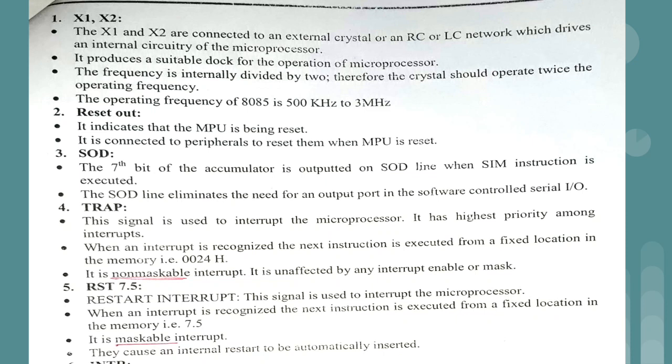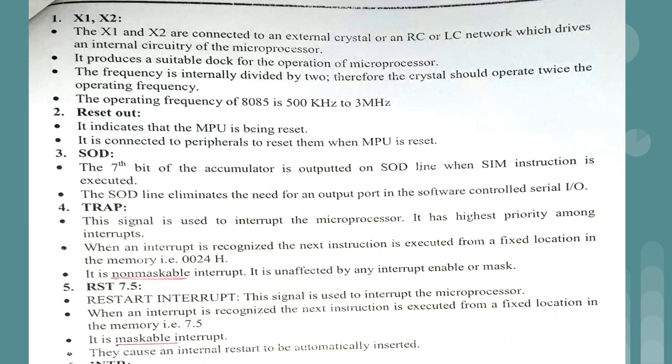Then we have the next pin, and as I told you, we have maskable and non-maskable interrupts. This is the non-maskable interrupt, TRAP. It is unaffected by any interrupt enable or mask. Unaffected means even if we have interrupts enabled, these are some pins we are going to learn further. So this particular interrupt is not affected by the interrupt enable mask.